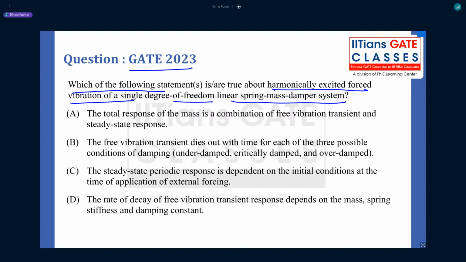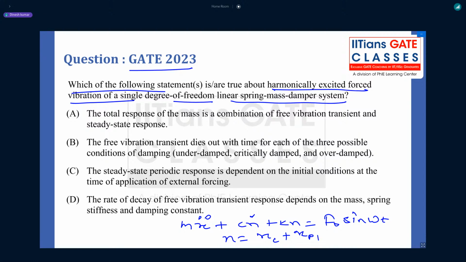So I will just write the equation of motion for forced vibration, which is m x double dot plus c x dot plus k x equal to F naught sine omega t. Now what is the solution for this equation? It will be given by x equal to x_c plus x_p. So there are two parts.